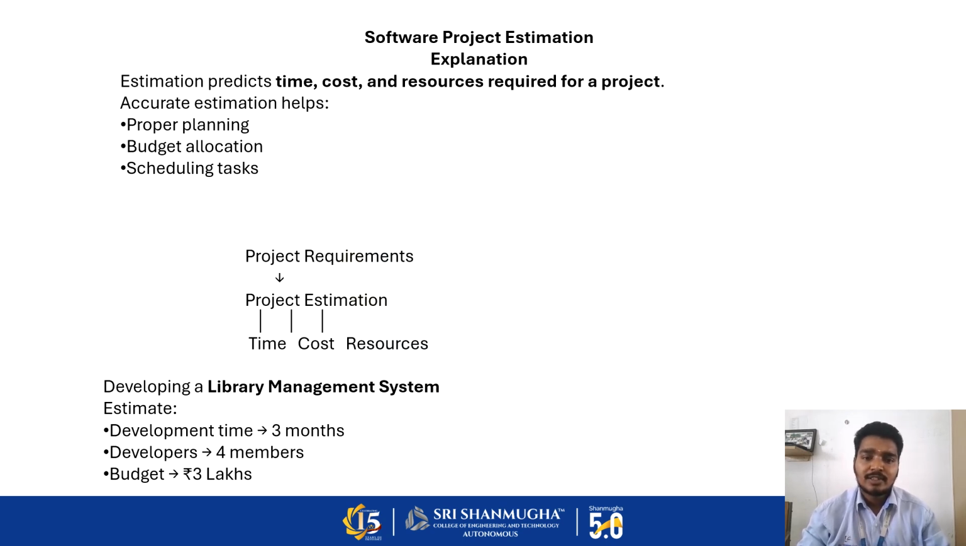For developing a library management system, the estimated development time is 3 months. So who are developers? They are called resources. The developers needed are 4 members. What is the cost of the management system? It is 3 lakhs. So it's an example of project estimation.